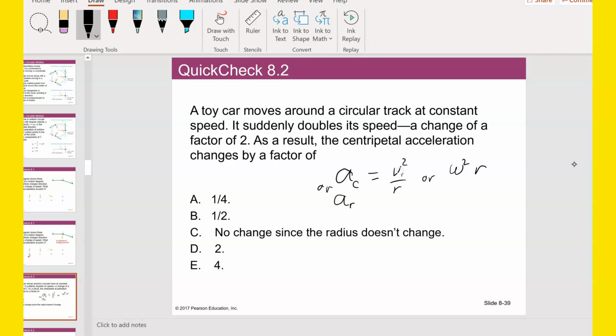So if we double the v or double the omega, imagine plugging a 2 in for v or a 2 in for omega. What is that going to do to a? Well, it's going to square the 2, which is going to change a by a factor of 4. So 4 would be the answer here.